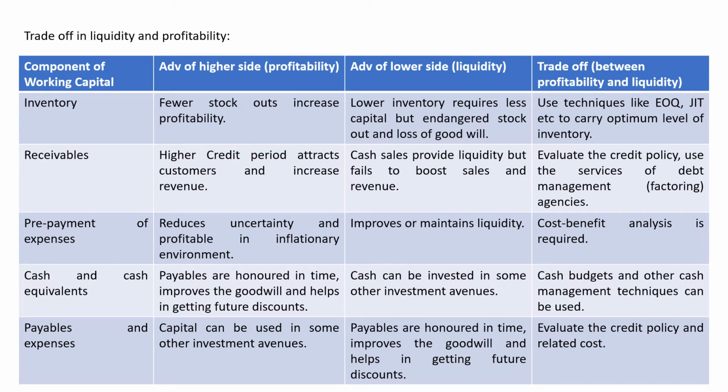Advantages of the higher side. Fewer stock outs increase profitability. If I am not stocking more inventory, then I need not have more investment in stock. Then I will be saving on my opportunity cost, and then I will have more profit. At the same time, you should understand the advantages of the low side and its risks also. Lower inventory requires less capital but endangers stock out and loss of goodwill.